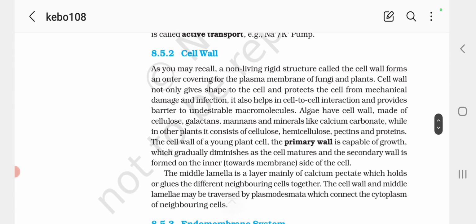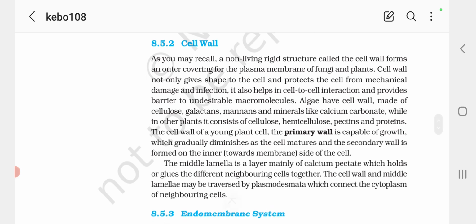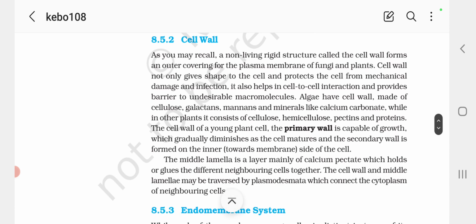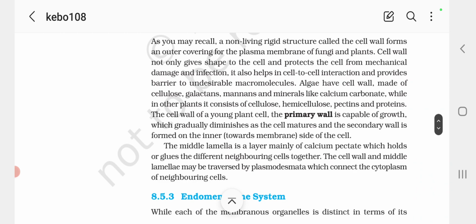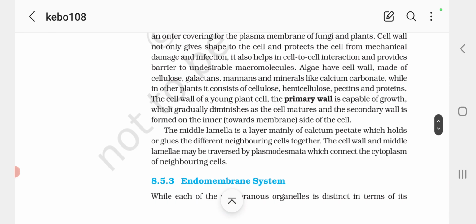8.5.2 Cell wall. As you may recall, a non-living rigid structure called the cell wall forms an outer covering for the plasma membrane of fungi and plants. The cell wall not only gives shape to the cell and protects the cell from mechanical damage and infection, it also helps in cell-to-cell interaction and provides a barrier to undesirable macromolecules.